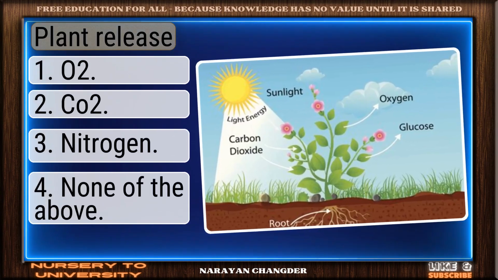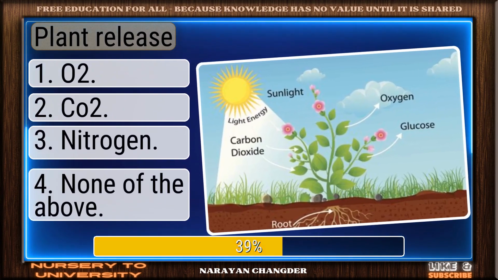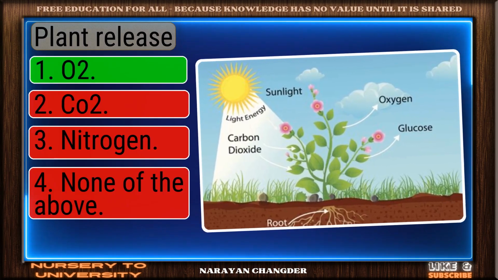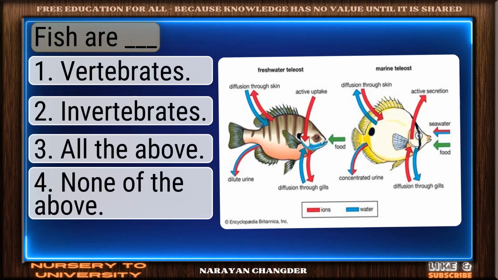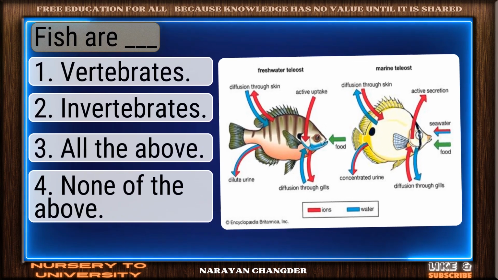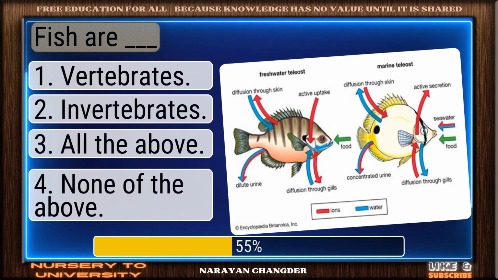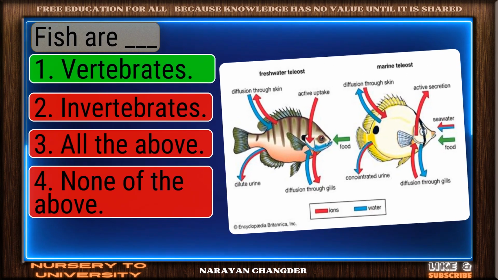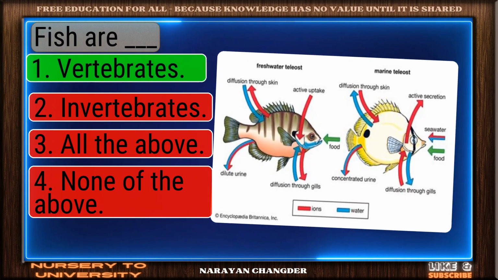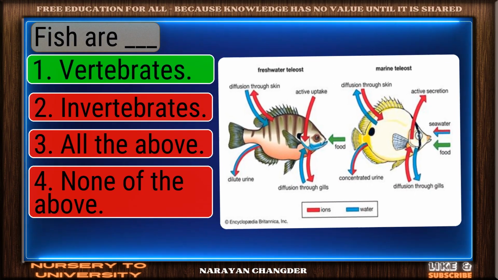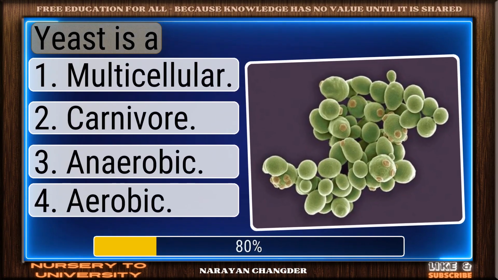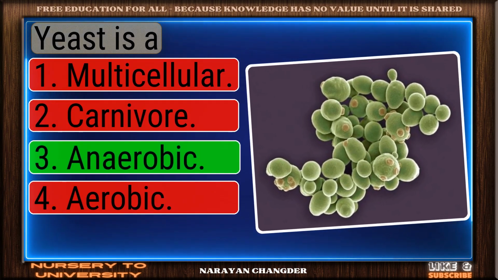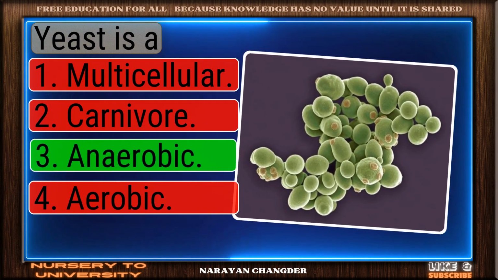Question number 298. Plants release. Nice selection. O2 is the correct and valid answer. Question number 299. Fish are dash. Smart move. Vertebrates is an accurate answer. Question number 300. Yeast is a. Well picked. Anaerobic is the correct answer.